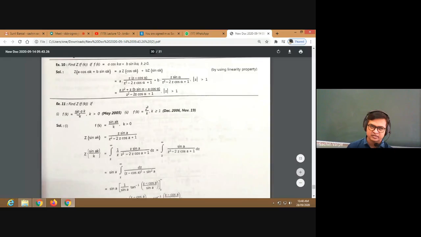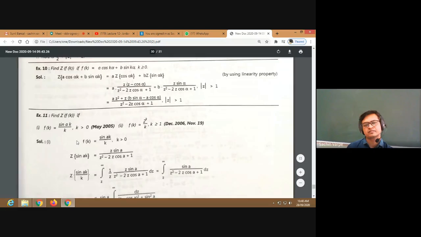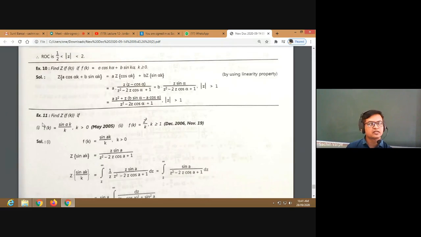Yes, what about this? sin ak by k. Instead of getting the Z transform of this function using the basic definition, which we can do but would be complicated because we may get confused in the expansions in terms of sine, we can use the standard theorem, division by power of k, because the given function is some function of k upon k. And we know the standard Z transform of sin ak function.